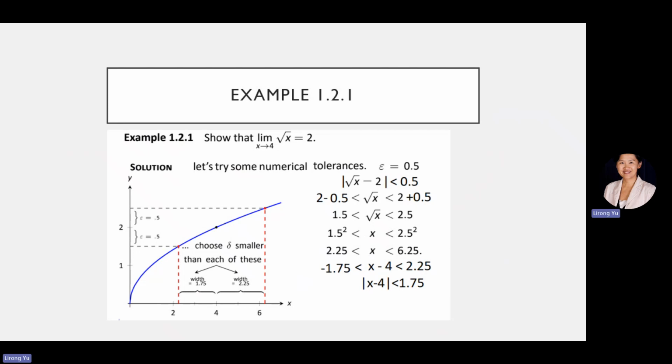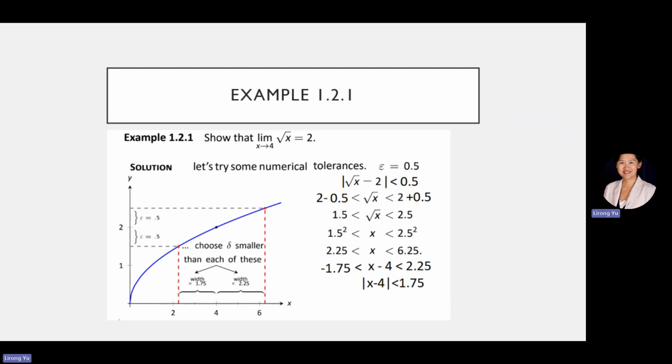So let's look at the graph here. First, we're going to graph the function root of x. So this is y equal to root of x, and the blue curve is the graph. We want to get root of x closer to 2, so on the y-axis, we find 2, right? Let's make an example. We know that if x is closer to 4, the y will be closer to 2.